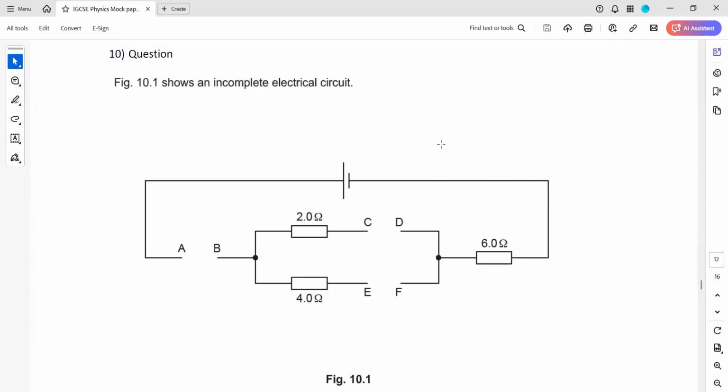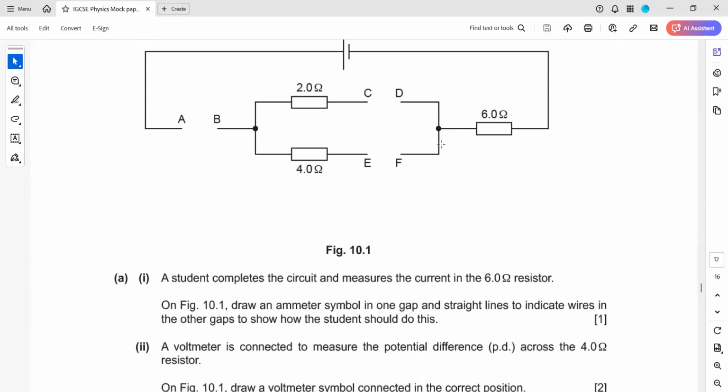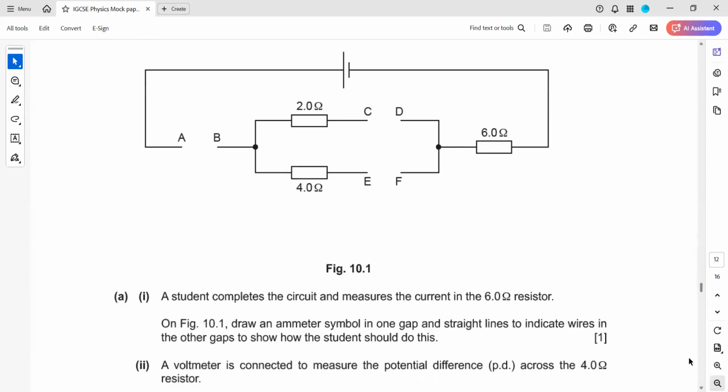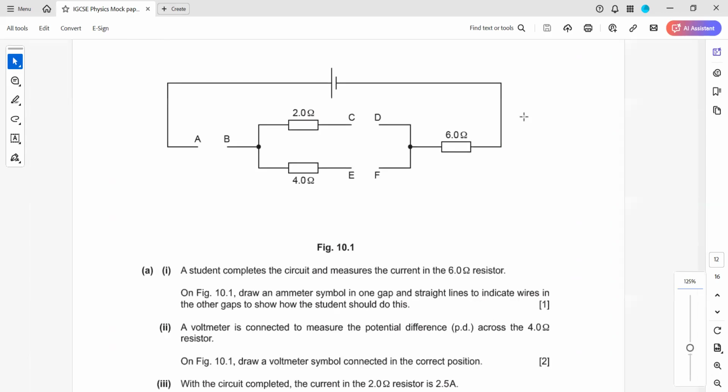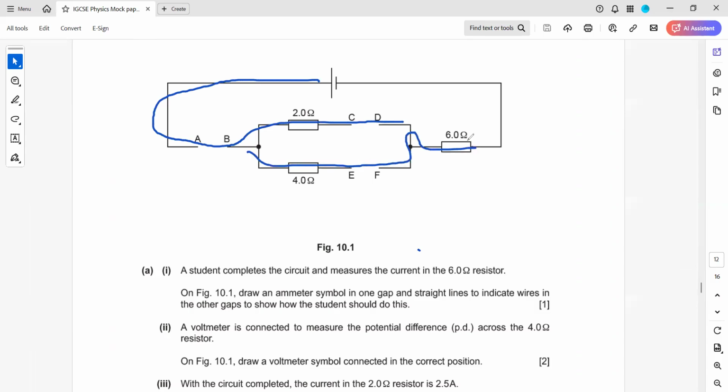Question 10, figure 10.1 shows an incomplete circuit. A student completes the circuit by measuring the current in a 6 ohm resistor. On the figure, draw an ammeter in a gap and straight lines to indicate the wires in another gap, because the current enters in this region, divides, and then recombines. So the current here will be the same as the current in this part. So I should connect an ammeter between A and B, and C and D will be the straight lines.